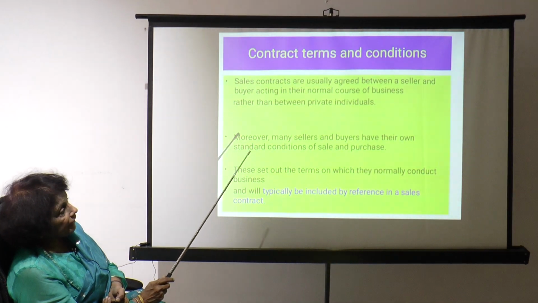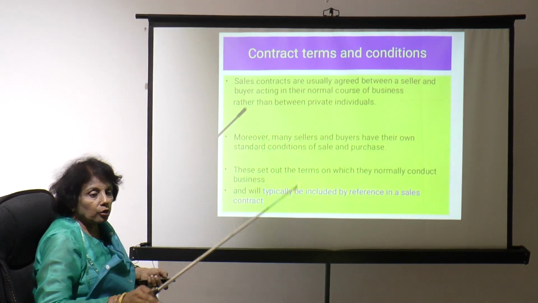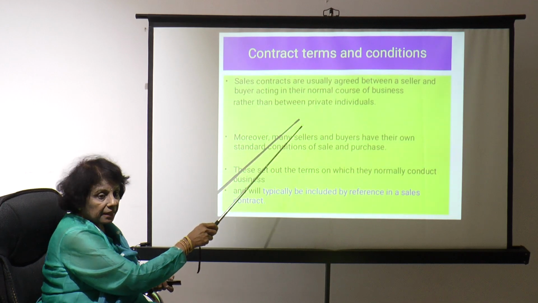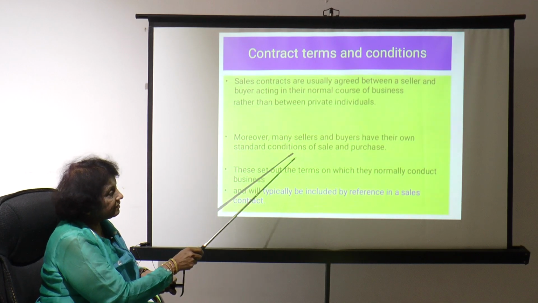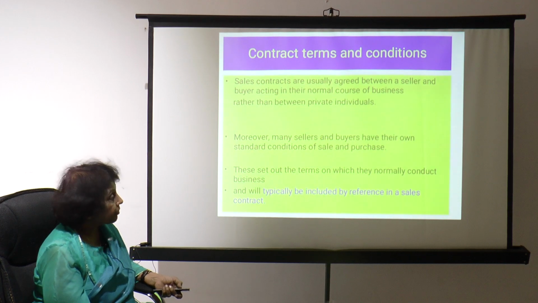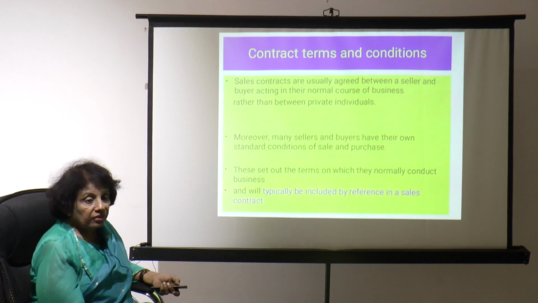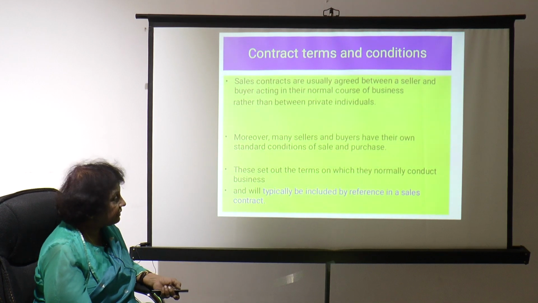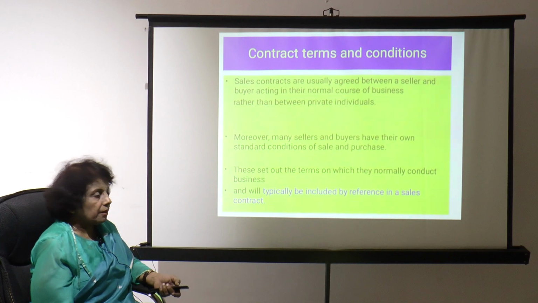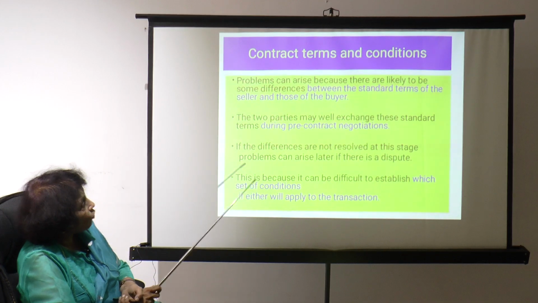Sales contracts are usually agreed between a seller and buyer in the normal course of business rather than private individuals. Many sellers and buyers have their own standard conditions of sale and purchase. They will set out the terms on which they normally conduct their business. This will be included by reference in a sales contract.